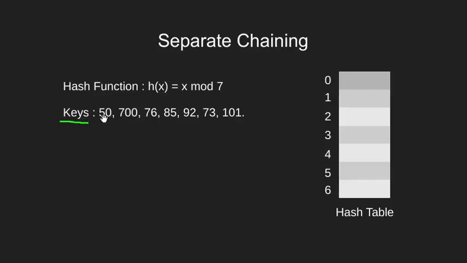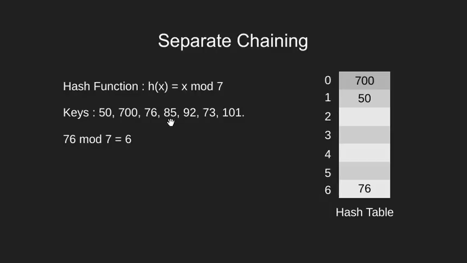We start with the first key. 50 mod 7 is 1. We put 50 in the slot with index 1. Next, 700 mod 7 is 0. We put 700 in the slot with index 0. Next key is 76 and 76 mod 7 is 6. So we put 76 in the slot with index 6.